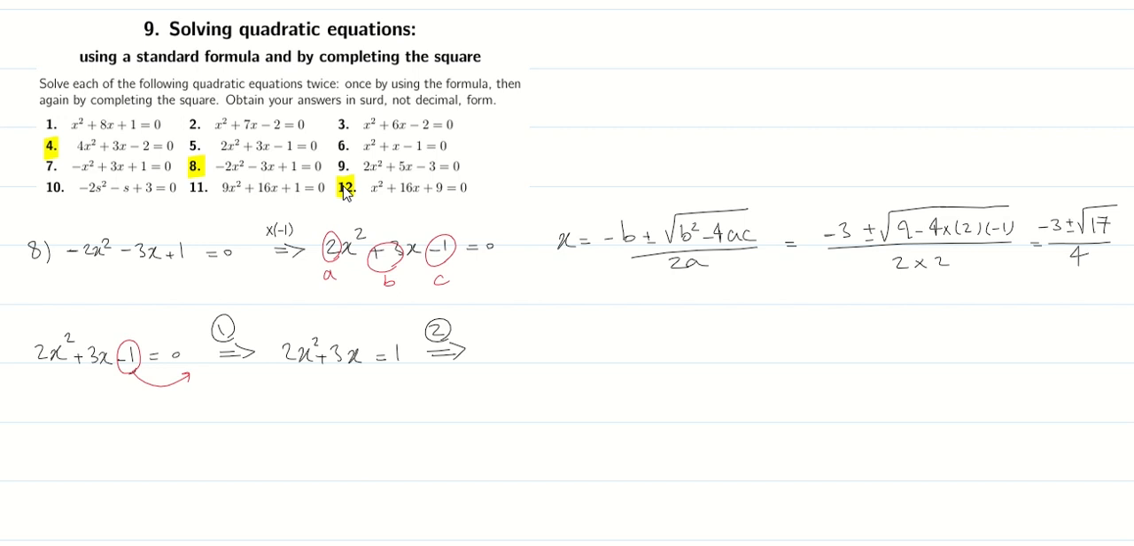Our step 2 was to make the coefficient of x squared be equal to 1. As you see currently, the coefficient is equal to 2, so we have to divide each of the terms in this equation by 2 in order to make that happen. So we would have x squared plus 3 over 2x is equal to 1 over 2. Now let's move to step 3 in here.